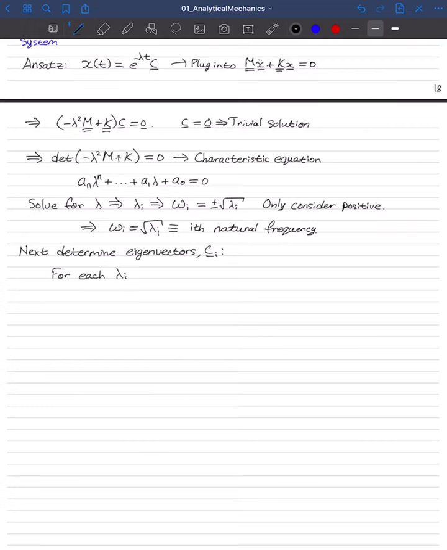lambda I, we're going to substitute into minus lambda I squared times m plus k times c_i is equal to 0. And we're going to solve for each c_i separately. This will allow us to find all of the normal modes for the system.